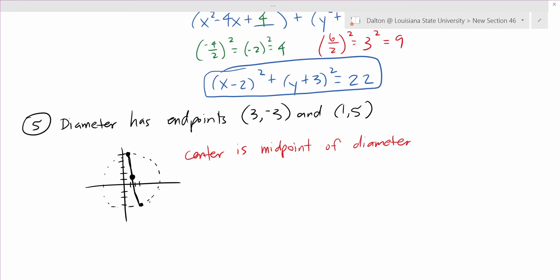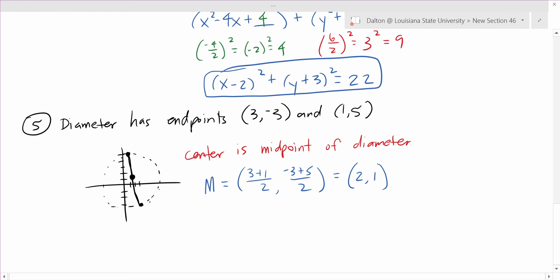If the center is the midpoint of the diameter, you're going to use the midpoint formula we talked about last class. So you'll say capital M for midpoint is equal to, remember, the average of the x's and the average of your y's. So (3 plus 1) over 2, and (negative 3 plus 5) over 2. So 3 plus 1 over 2 would be 4 over 2, which is 2. And negative 3 plus 5 is 2, 2 divided by 2 is 1. So there's the center, which also means this is our h and our k.